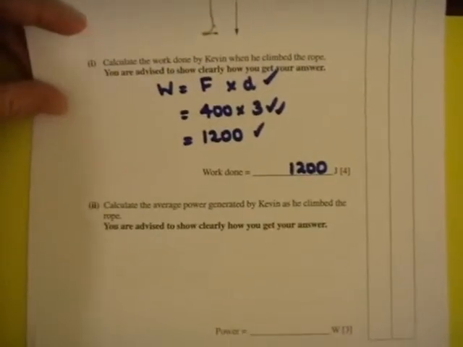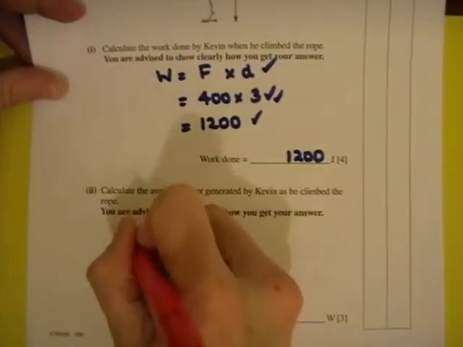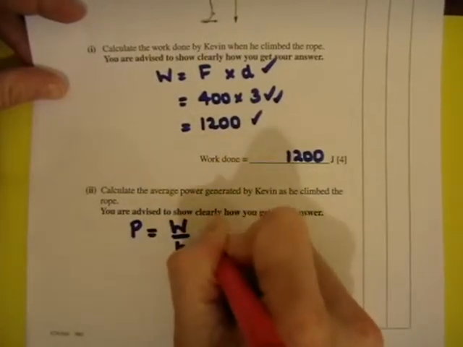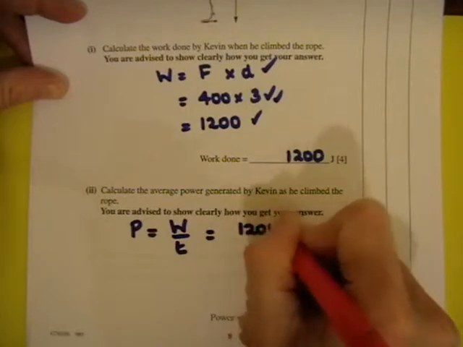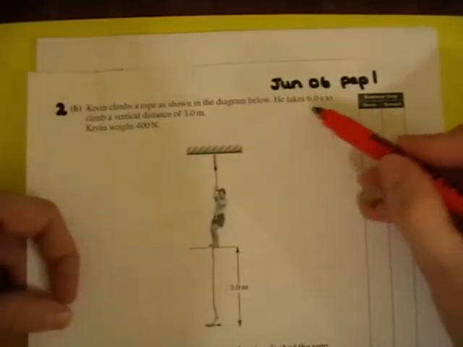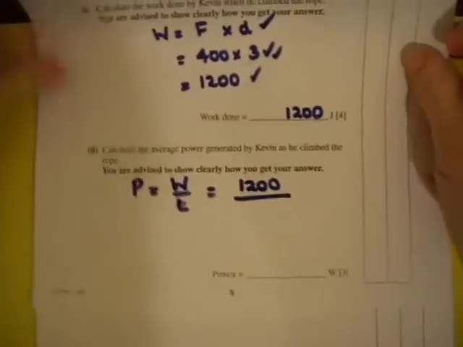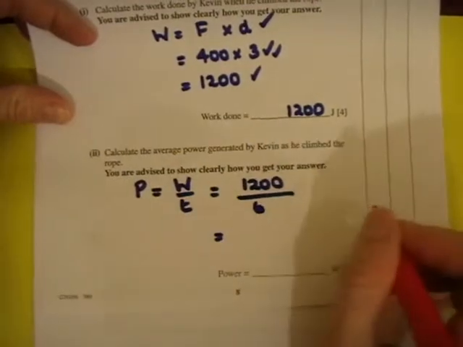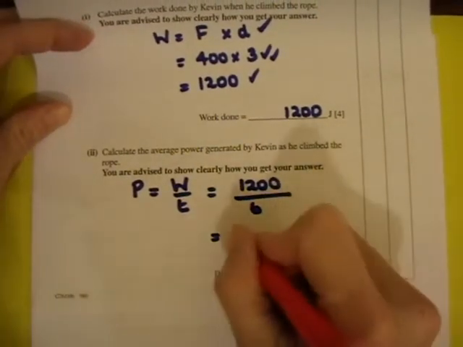Calculate the average power generated by Kevin. So your equation is power is work done over time. The work done is 1200, and you're told the weight in the first part of the question. He takes 6 seconds to climb the rope. So you're going to divide that by 6. And that gives you an answer of 200.